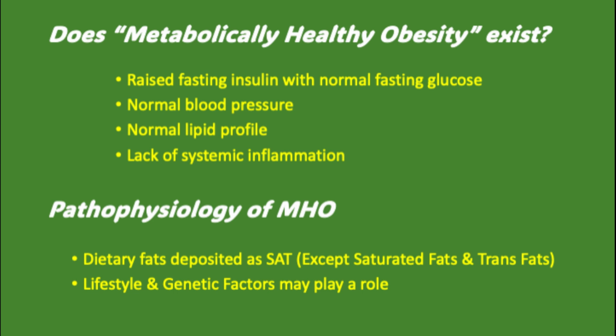We have been listening to metabolically healthy obesity since morning. You will find that it is the subcutaneous fat that is very important. So does metabolically healthy obesity really exist? What is metabolically healthy obesity? Raised fasting insulin with normal fasting glucose. We all know that whenever fat is required to be stored, it requires insulin. So insulin goes up, but the fasting glucose does not go up. Normal blood pressure, normal lipid profile and lack of systemic inflammation. So these are the criteria which distinctly set it apart from the unhealthy obesity.